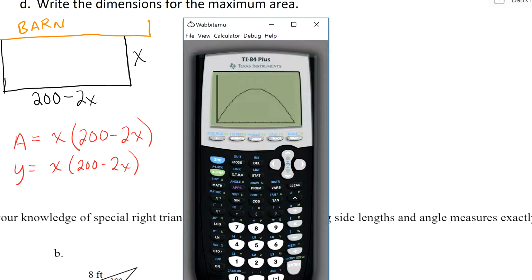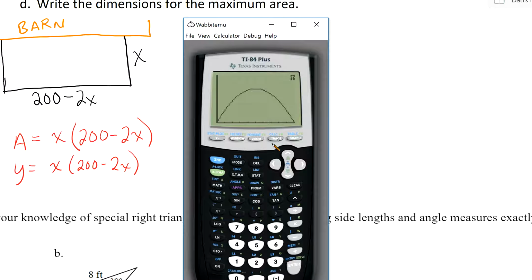Now, you guys like to do the trace. It looks like the top right there is 50, 5,000. We got lucky when I pushed trace. What I do a lot of times is figure out about where that top should be. It's around 50. And then I go to my table, and if I scroll all the way down to 50, you'll be able to see it better on the video. At 50, it's at 5,000, and you can see it goes up to 4,982, 4,992, 4,998, 5,000, and then back down to 4,998. That tells you that the turnaround is definitely at 5,000.